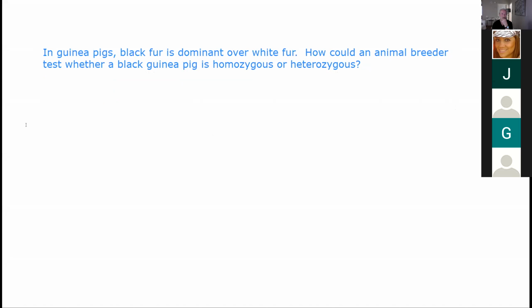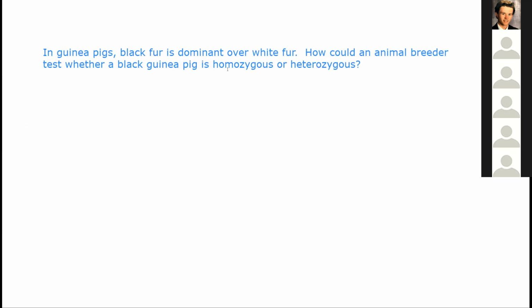So in guinea pigs, black fur is dominant over white fur. Now, unless otherwise specified, we're going to have to assume complete dominance, which means there's no blending, there's no expression of both traits. If one thing is dominant over the other, we only see the one thing. So in this case, the fur is either black or it's white because we're assuming complete dominance. How could an animal breeder test whether a black guinea pig is homozygous or heterozygous?